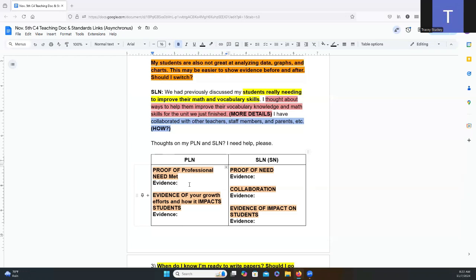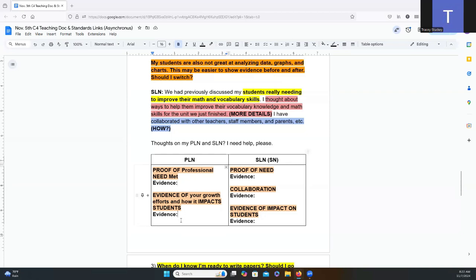There's loads and loads of ways to evidence. There's no right way. There's no wrong way. You don't just have to have that you signed up for a webinar. You can have self-research notes, but we need evidence that you met your professional learning need of getting kids buy-in to owning, having agency in their classroom and higher engagement levels. Evidence of your growth, efforts, and how it impacts students.